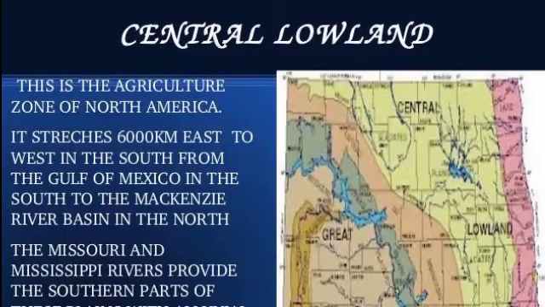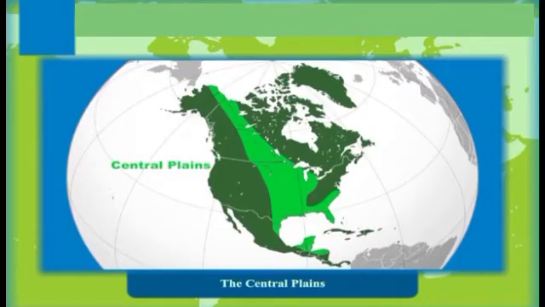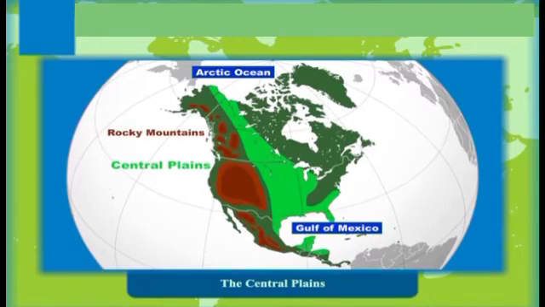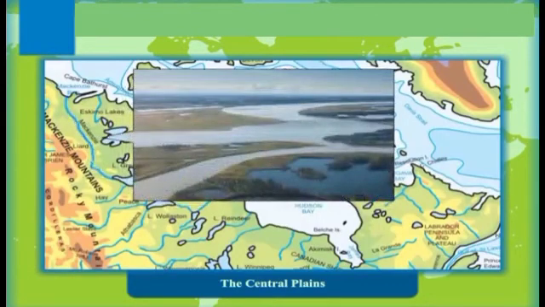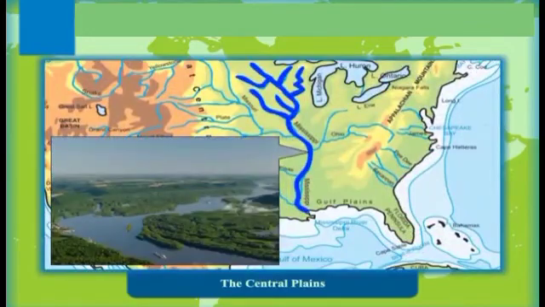Central Lowland. The central lowland or the prairie lies between the Appalachians in the east and the Rocky Mountains in the west. This lowland extends from the Arctic Ocean in the north to the Gulf of Mexico in the south. The prairie is one of the biggest and most fertile plains in the world. In this grassland, trees are rare except along the rivers. The entire region is extensively cultivated.